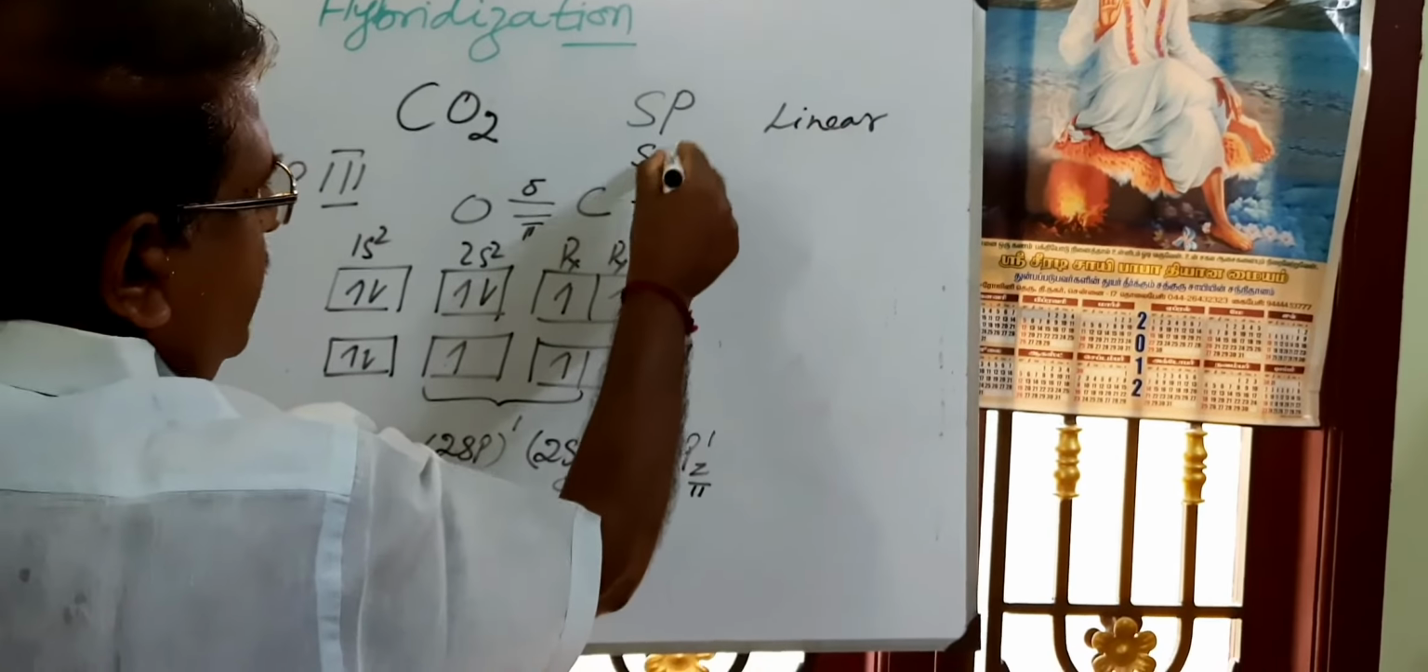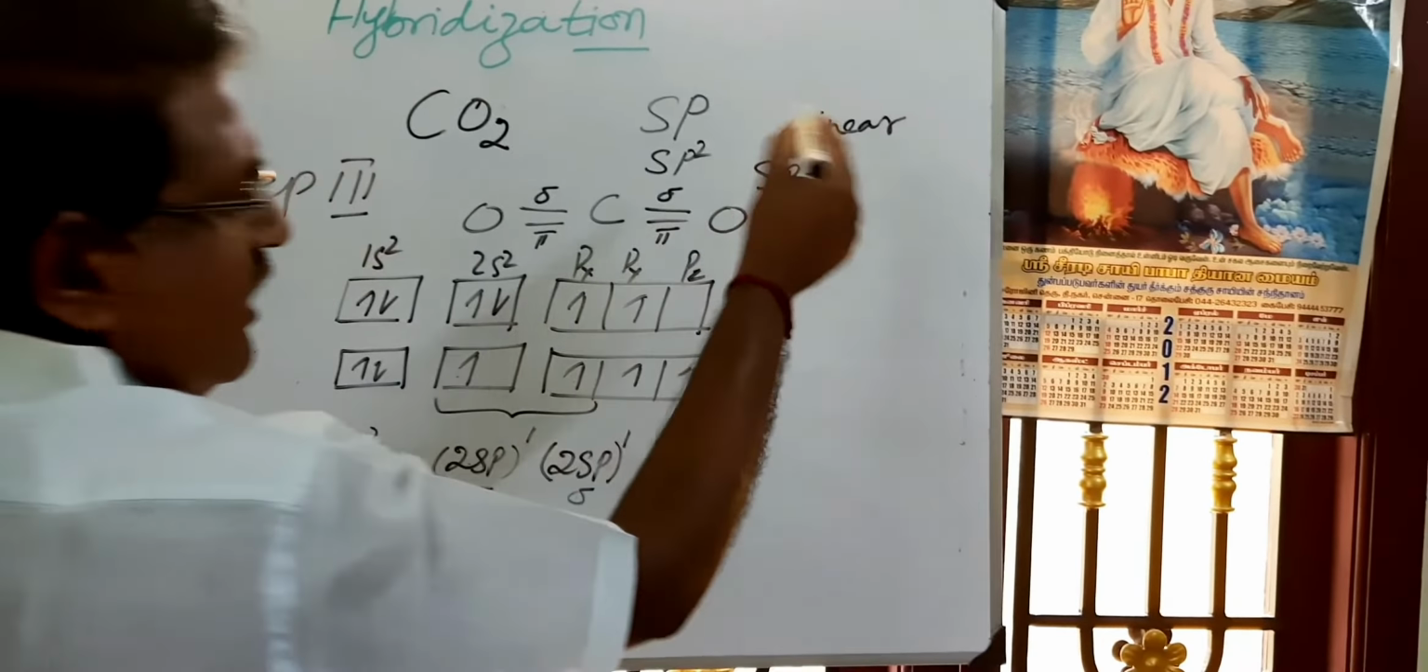If it is sp2, it's going to be trigonal planar. If it is sp3, it's going to be tetrahedral. If it is dsp3, it's going to be trigonal bipyramidal. Now let us consider carbon monoxide, CO. Now what is the hybridization state of carbon in carbon monoxide?